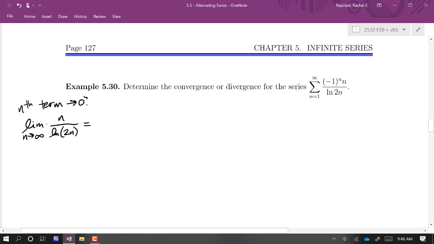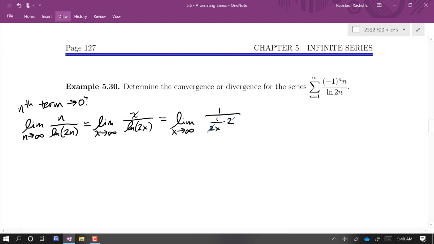Again, both the top and the bottom blow up, so I want to use L'Hopital. I'm going to rewrite this as the limit as x approaches infinity of this continuous function. The top and the bottom are both differentiable. So now we can apply L'Hopital. So 1 over, and then the derivative of ln 2x is 1 over 2x times 2. Those will cancel. So we have 1 over x. This is the limit as x approaches infinity of x.